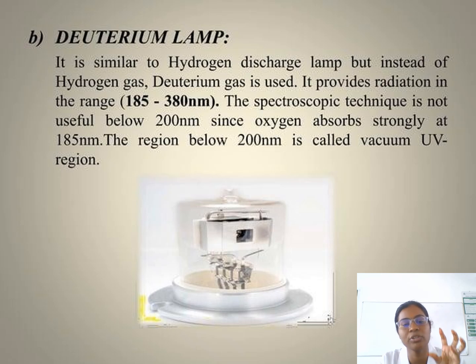Next is the deuterium lamp. It is one source of light. It is similar to the hydrogen discharge lamp, but instead of hydrogen gas, deuterium gas is used. It provides radiation in the range of 185 nanometers to 380 nanometers. So the spectroscopic technique is not useful below 200 nanometers.